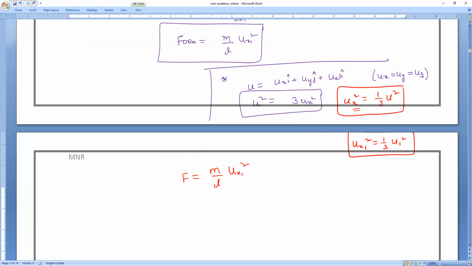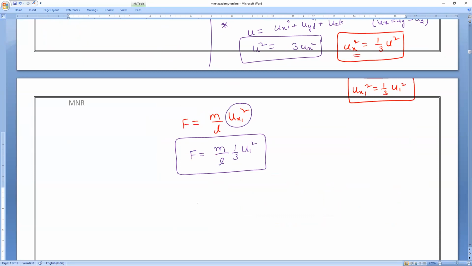So in place of ux1 square, what can I write? Anybody? 1 by 3 u1 square. Yes or no, guys? Please respond. So from that I say F is equal to 1 by 3 into m by l into u1 square. Any problem for anybody till here? Please respond. This is for what? Due to one molecule or due to all molecules? Due to only one molecule. Yes, due to one molecule.